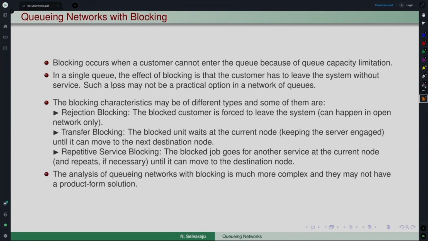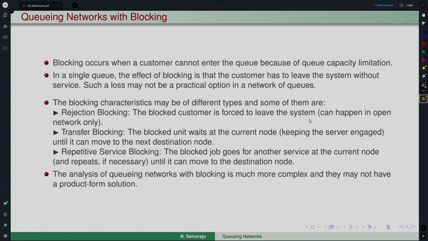But then how you will treat that particular scenario, and how the system will react to such a scenario, depends on what kind of policy you are going to adopt when blocking happens. Okay. So, this blocking could be of different types. We are seeing a few of them, for example rejection blocking. This is basically what we see in a single queue, where once the customer is blocked, he is forced to leave the system, right.